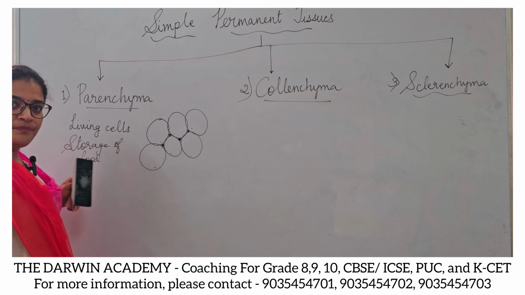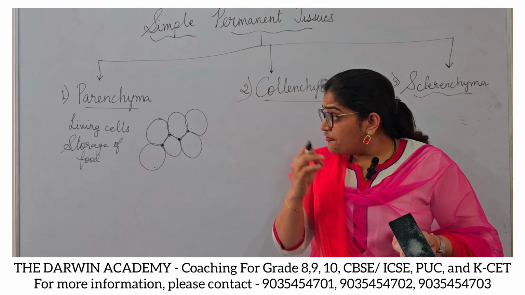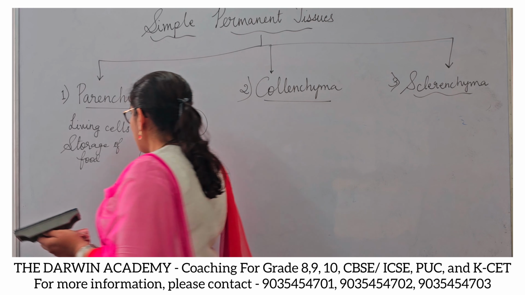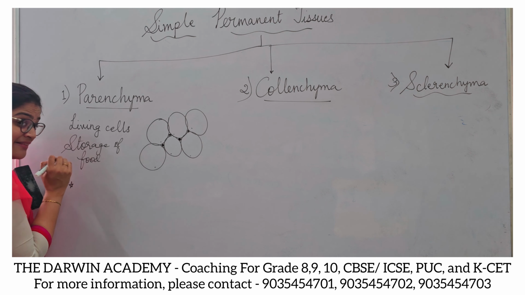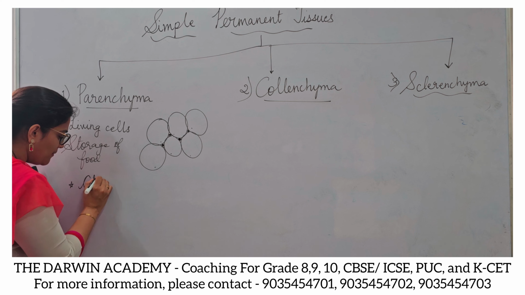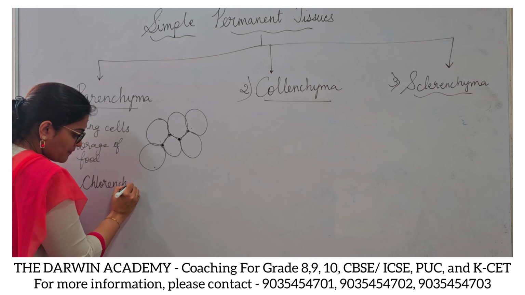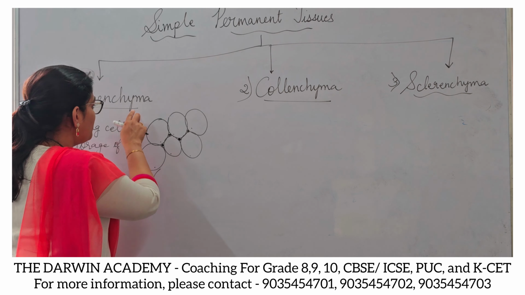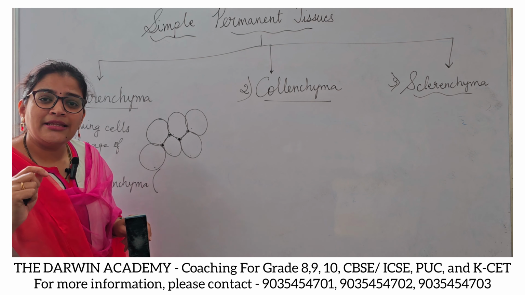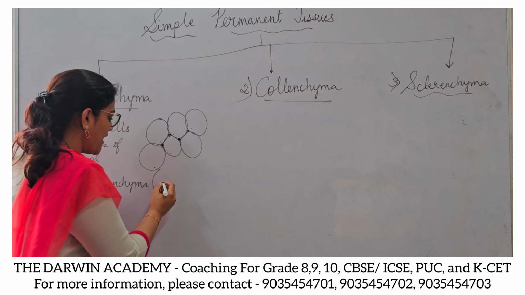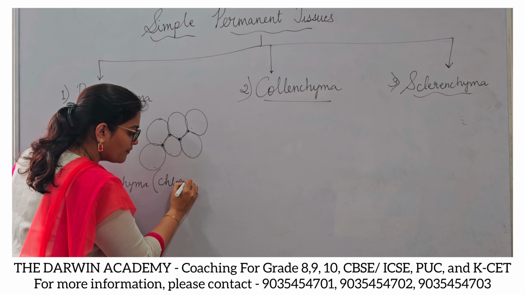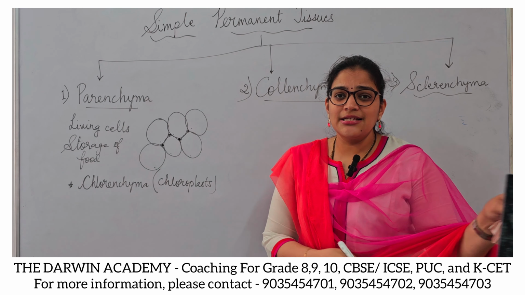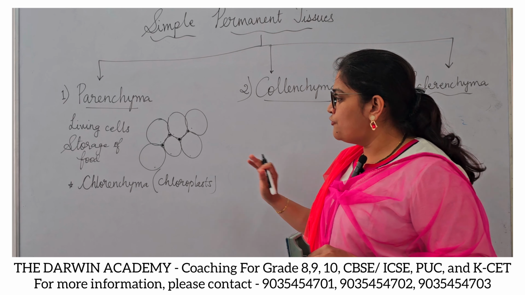Is that clear? So, if these parenchyma cells have chloroplasts within them, then they are called chlorenchyma. So, chlorenchyma is a type of parenchyma tissue wherein the parenchymatous cells have chloroplasts. Invariably it means if they are having chloroplasts, that means they are participating in photosynthesis.